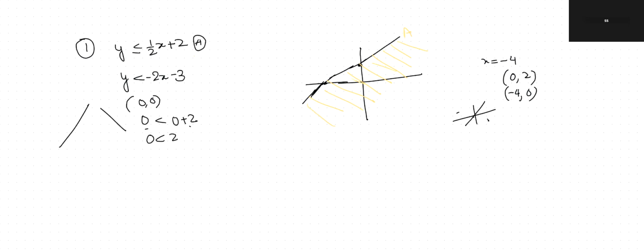Now we will graph the second equation, or the equation B. So in this case, when we put x is 0, we get y is equal to -3. So one point is 0, -3. So this is one point. And the other one we can put x as -2.